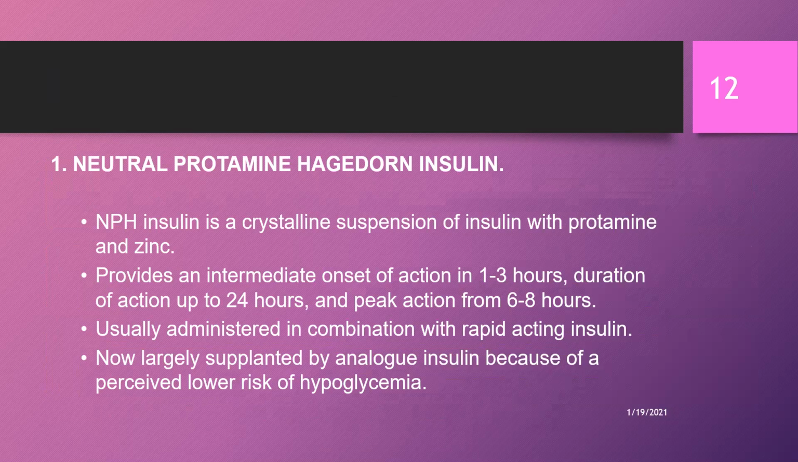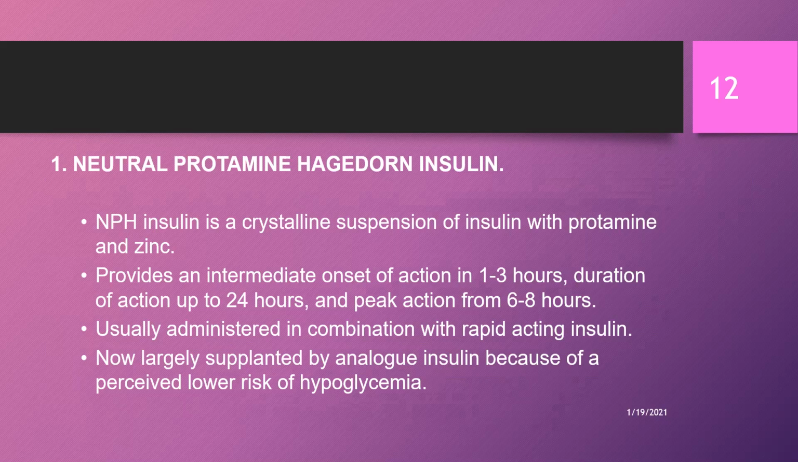Number one type of intermediate-acting insulin is neutral protamine Hagedorn, NPH. In fact, it is the only type which is further modified along with the analog insulin preparations in the mixtures. The NPH is a crystalline suspension of insulin with protamine and zinc. It provides an intermediate onset of action in 1 to 3 hours, peak action from 6 to 8 hours, and duration of action up to 24 hours. So it can have a linger-on effect up to 24 hours.